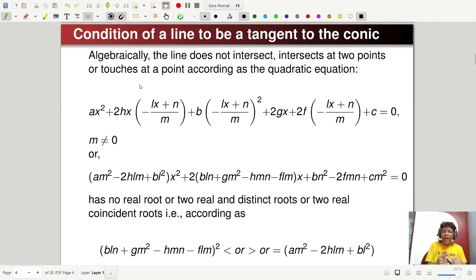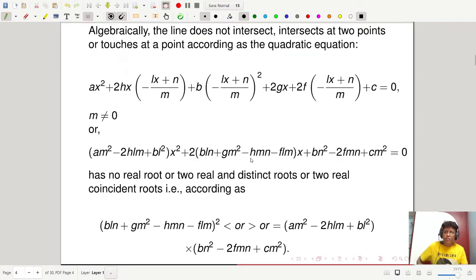After solving and manipulation, we arrive at this type of equation. So we have eliminated, right? And m should not be 0, your denominator should not be 0. So this is after simplification. This is the quadratic equation. Look at the quadratic equation. You have the quadratic equation in x.